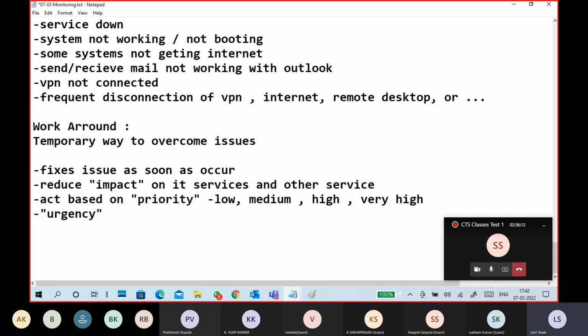Sometimes one service leads to another service, other services too. And it acts based on priorities. One second, guys.